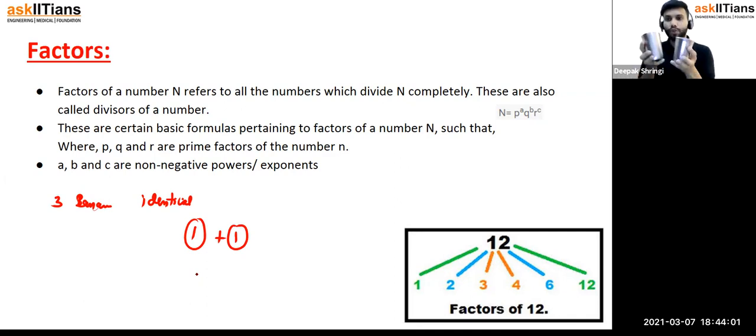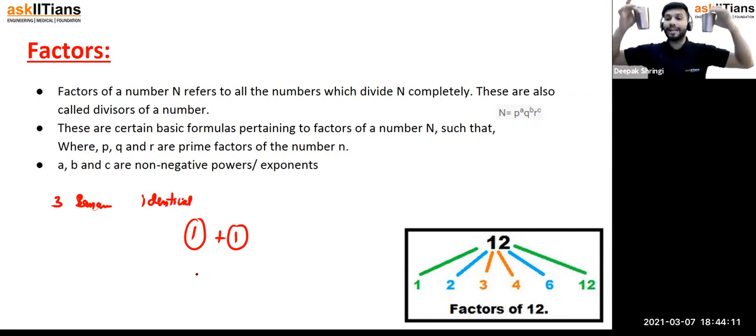So out of these 2 glasses, if I ask you to pick any one glass, how many ways do you have? You have 2 ways, because if you pick this glass, you are getting one way from this. And if you pick this one, you have one more way, because both of them are not identical.